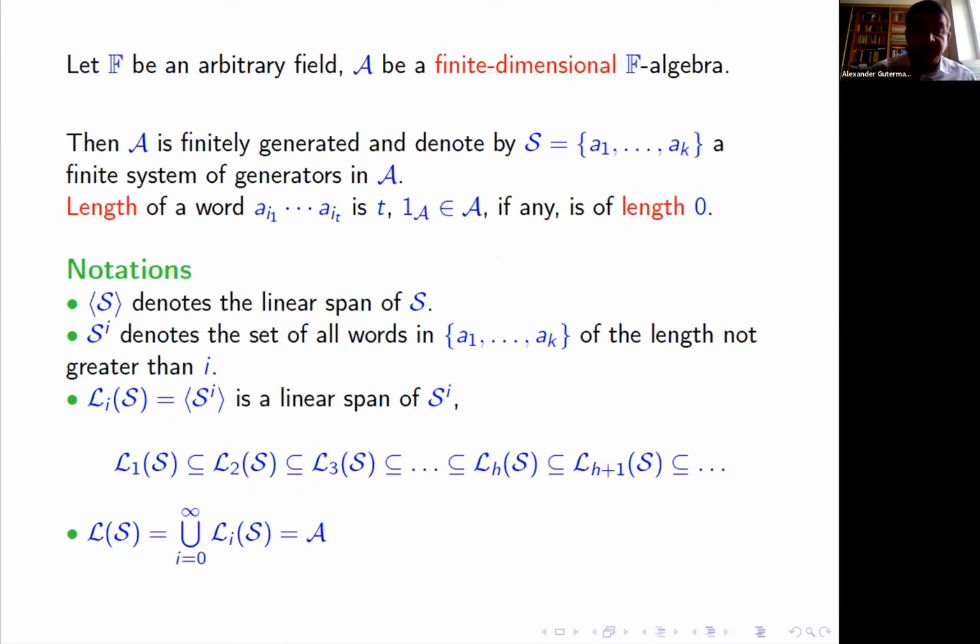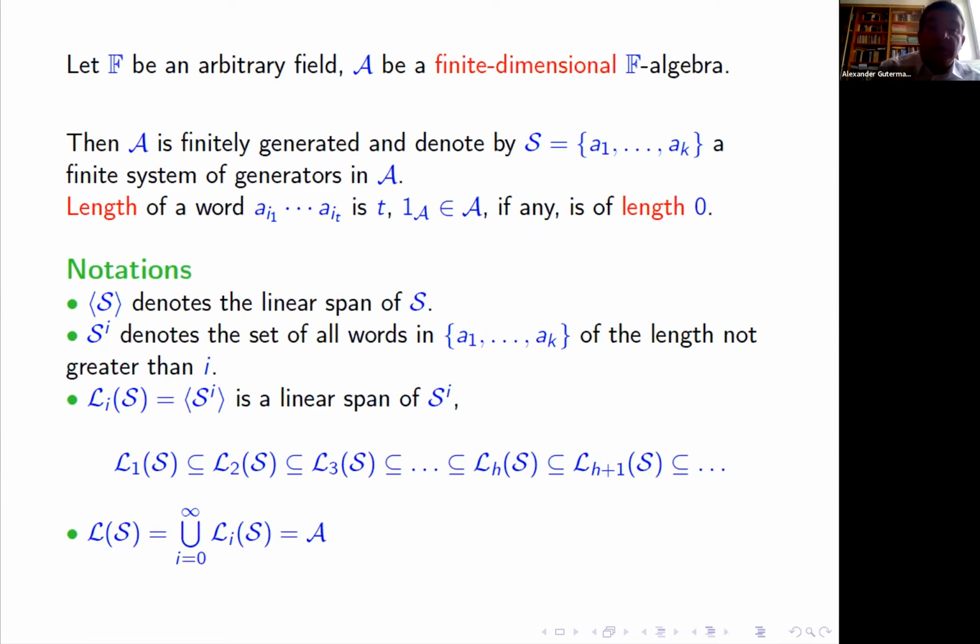As we have seen already, it is very important how these words in generators behave, and how the linear span formed by these words grows, how fast it grows. So it is important to analyze this somehow numerically. For this reason, we consider what is called the length function. Let me go through the definition briefly.